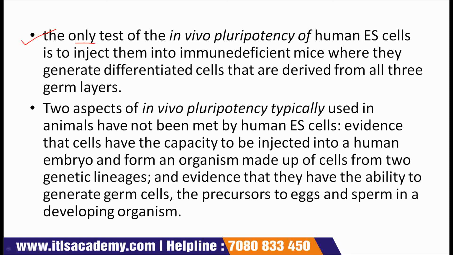The only test of the in vivo pluripotency of human embryonic stem cells is to inject them into immunodeficient mice where they generate differentiated cells. Differentiated cells means their shape, size and work is changed or differentiated, that are derived from all three germ layers.